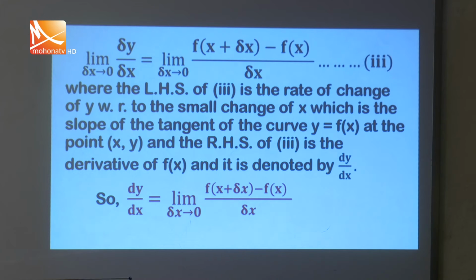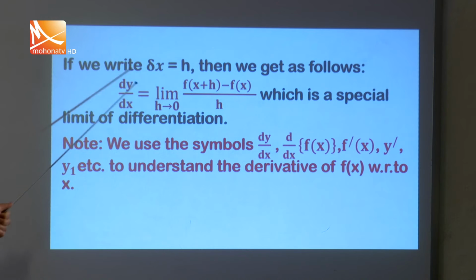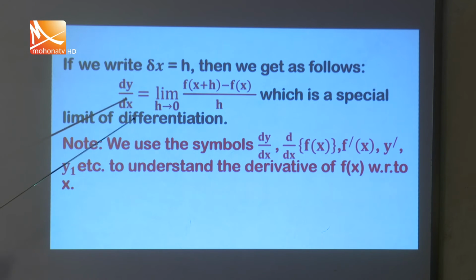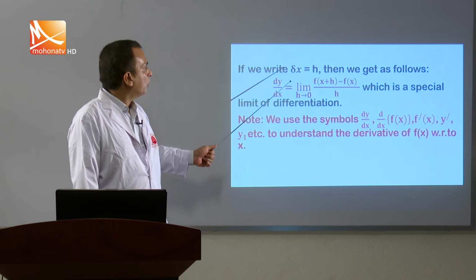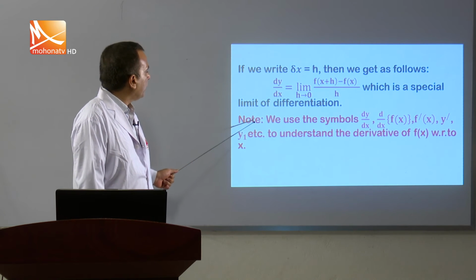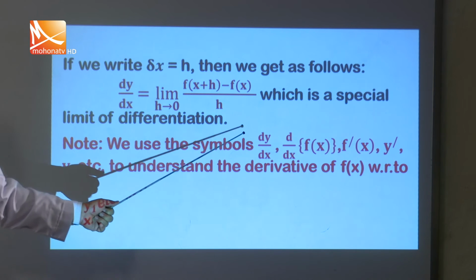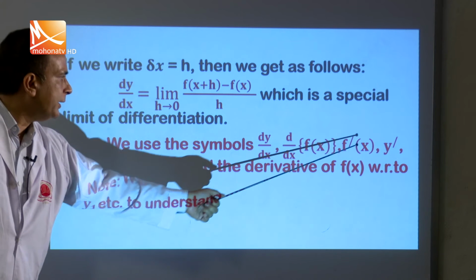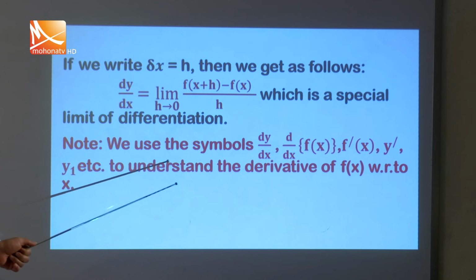Then if we write Δx = h, we get as follows: dy/dx = limit h tends to 0 of [f(x + h) − f(x)]/h, which is a special limit of differentiation. We treat this as a formula of differentiation. You just see that we use the symbols d/dx of y, d/dx of f(x), f'(x), y', y1 etc. to denote the derivative of f(x) with respect to x.